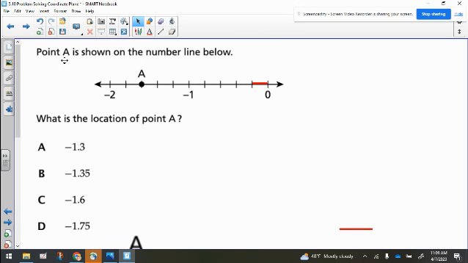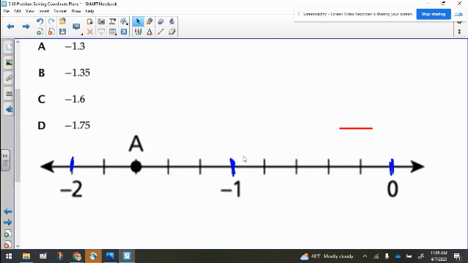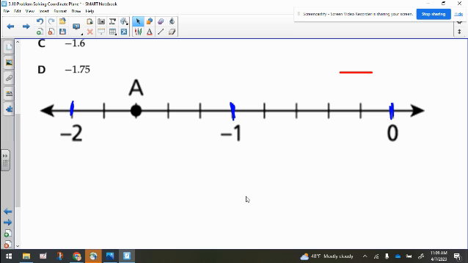Everybody, Mrs. Bianchi. Point A is shown on the number line below. What is the location of point A? And I thought it would be helpful. I actually made a bigger version of the line so we could look at it and I can write on it.